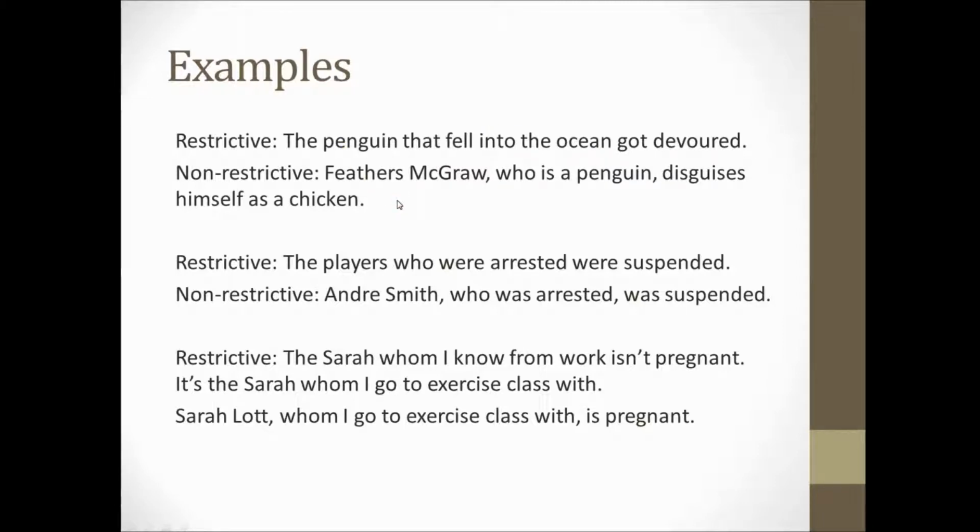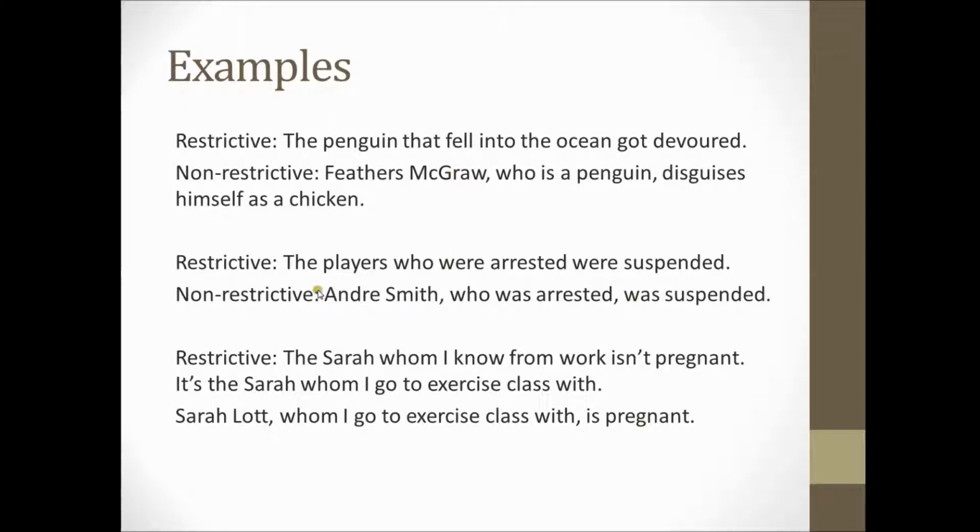Feathers McGraw, who is a penguin, disguises himself as a chicken. Do we need to know which Feathers McGraw? Probably not, because there's probably only one. I can't imagine there being lots and lots of people or things or animals named Feathers McGraw. There's probably just one. We might not know that he's a penguin, so this information tells us that, but it doesn't identify him. His name is plenty to identify him.